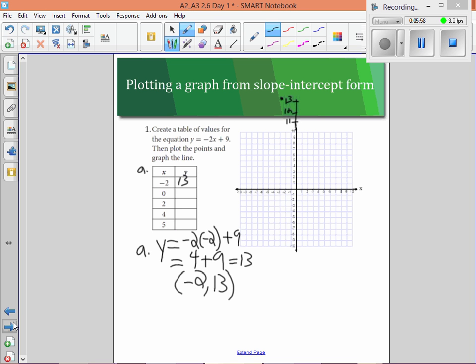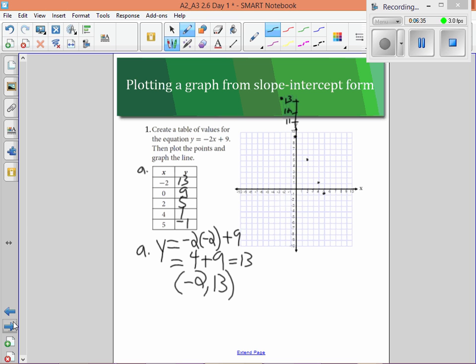Negative 2 times 0 is 0, so that y value is 9. Negative 2 times 2 is negative 4 plus 9 is 5. 4 times negative 2 is negative 8 plus 9 is 1. And 5 times negative 2 is negative 10 plus 9 is negative 1. So I'm plotting all these points. I'm plotting the point 0, 9. I'm plotting the point 2, 5. I'm plotting the point 4, 1. Says 4, 1? Yeah, 4, 1. Can't read my own handwriting here. And then 5, negative 1.